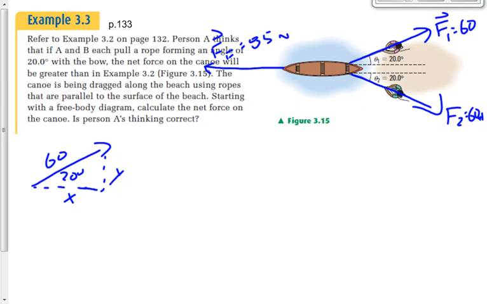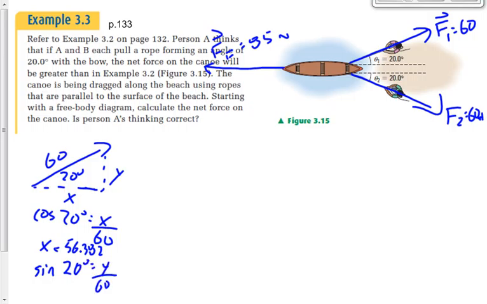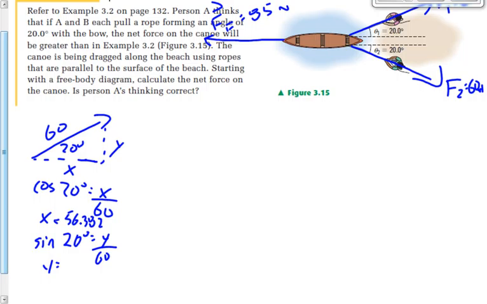This should all be coming back to you at this point. You want to find the X component of it? Say cosine 20 degrees is equal to X over 60. X ends up being equal to 60 times cosine 20, which gives me 56.382. The Y component will be bound by the sine function. Sine 20 degrees is equal to Y over 60. We're going to say 60 sine 20 gives me 20.521.